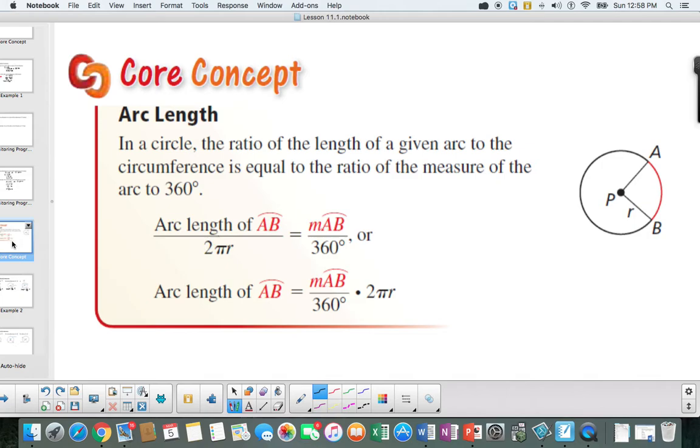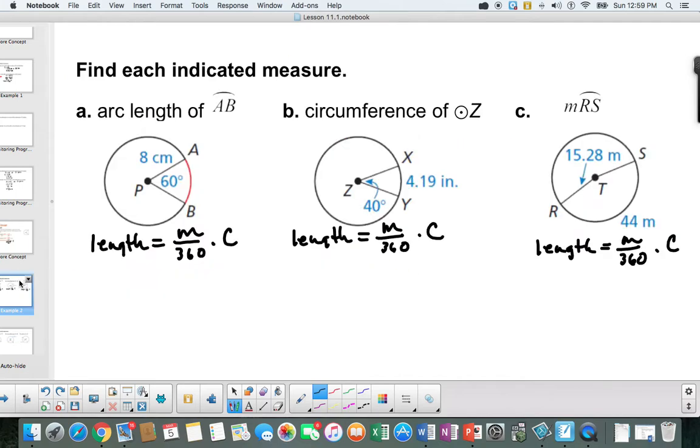Let's talk about finding the length of part of a circle, which we call an arc length. So what we're going to do is take the fractional part, so whatever part of the circle we want, a half or a third, and then multiply it by the circumference. And the circumference could be in the 2 pi r form, or it can be in the pi d form. Let's go ahead and take a look at this problem where I've written out the formula in all the cases.